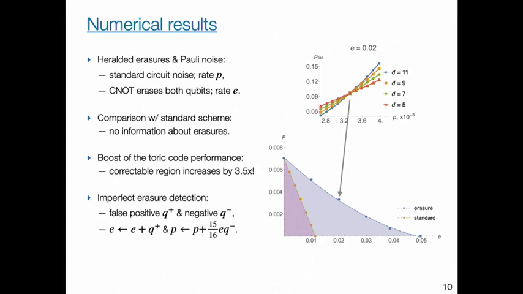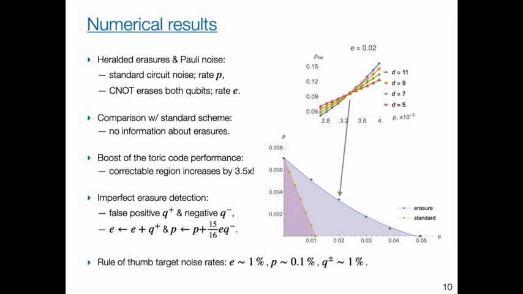This is not realistic. So we have to take into account false positive and false negative erasure detection. False positive seems to be more detrimental because we will be the ones erasing our qubits. False negatives are less detrimental because they basically boil down to increasing the Pauli error rate. But the Pauli error has to be like Q minus times E. So that's a small value.